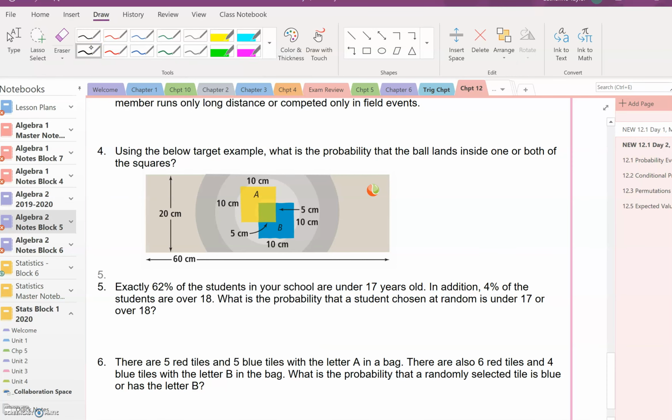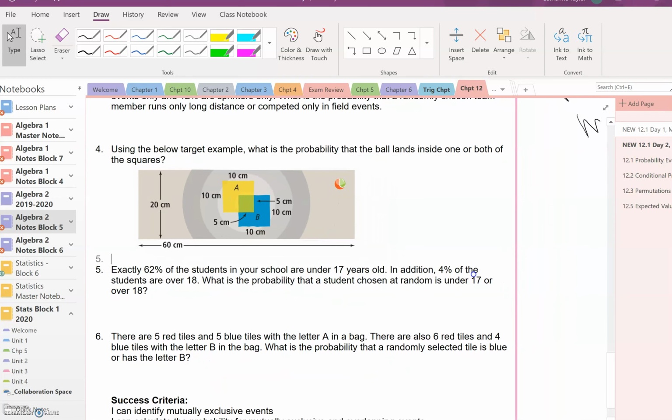Okay, so if you're struggling with number 12 on the Desmos activity, that's the same as this number 4 in the notes. So it says, using the below target example, what is the probability that the ball lands inside one or both of the squares?